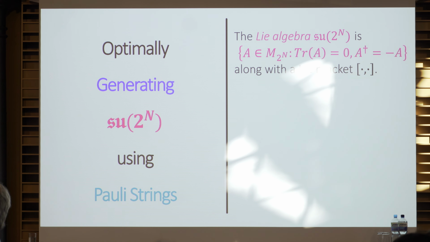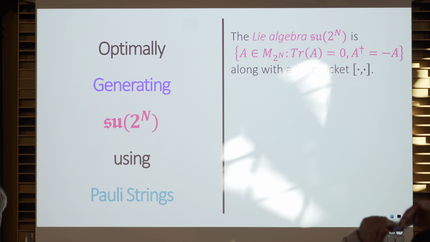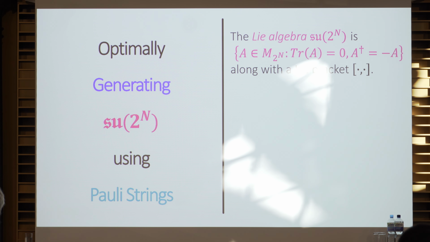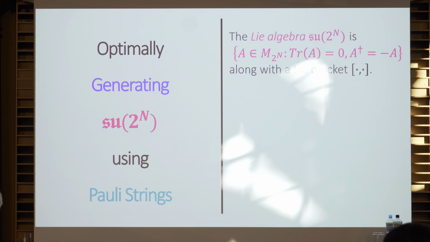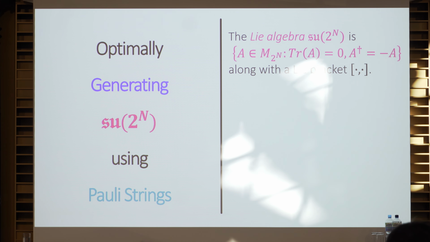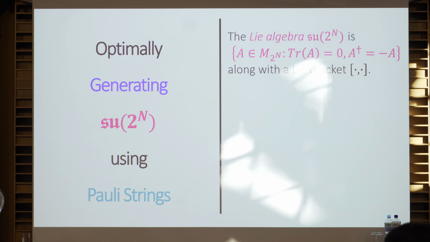So, by now you should know what the Lie algebra actually is. It's the vector space of skew-Hermitian traceless 2^n by 2^n matrices, along with some kind of Lie bracket, which is just the commutator if you think of matrices. And then in the title, okay, this covers this part of the title. I will color code it in this way for the rest of the talk.